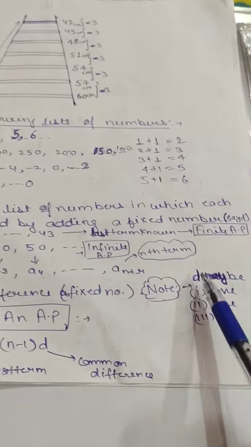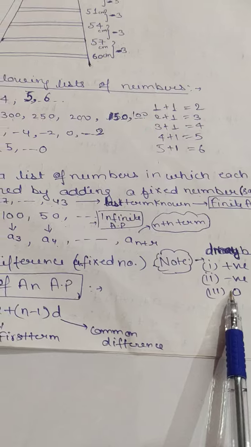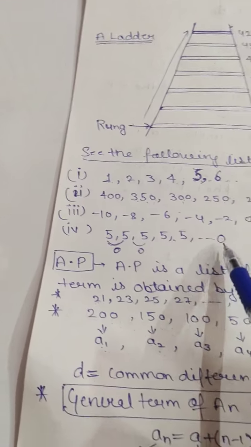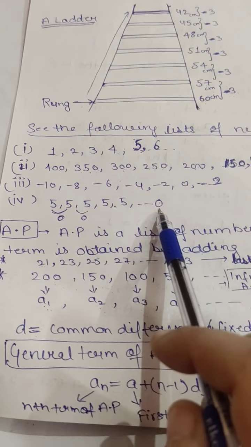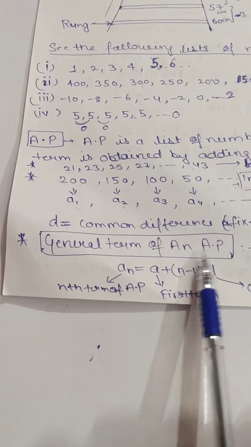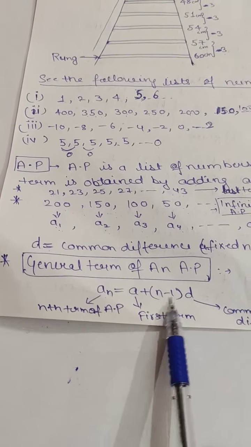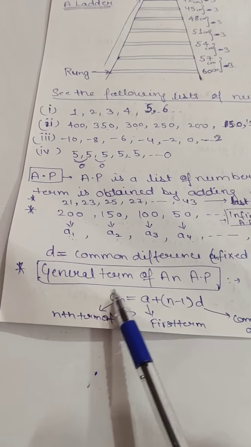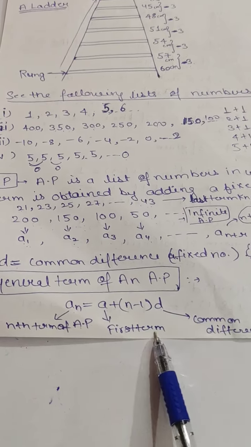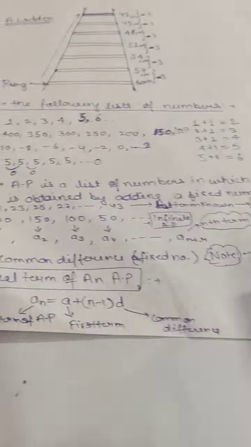Note that this d may be positive, negative or 0, as we saw earlier. Now let us learn about the general term of an AP. What is the general term of an AP? The general term of an AP is given by an is equal to a plus (n minus 1) into d, where an is the nth term of the AP and a is the first term. Here d is the common difference and n is the total number of terms of the AP.